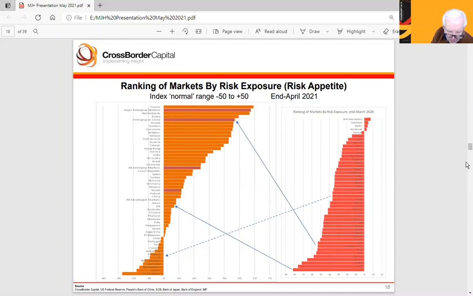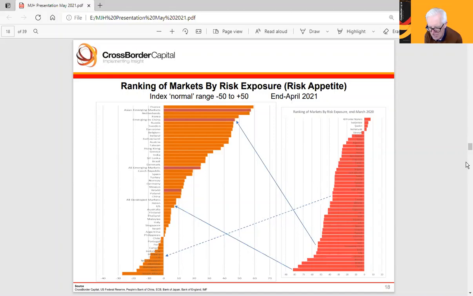And then if you look right at the bottom of the chart, you've got a number of markets there, with South Africa at the bottom, which are basically showing where risk exposure is low. Now, the 3 arrows highlight some big moves in the last 12 months. The first of those shows where the US was as of the end of March 2020. It was the bottom ranked market.